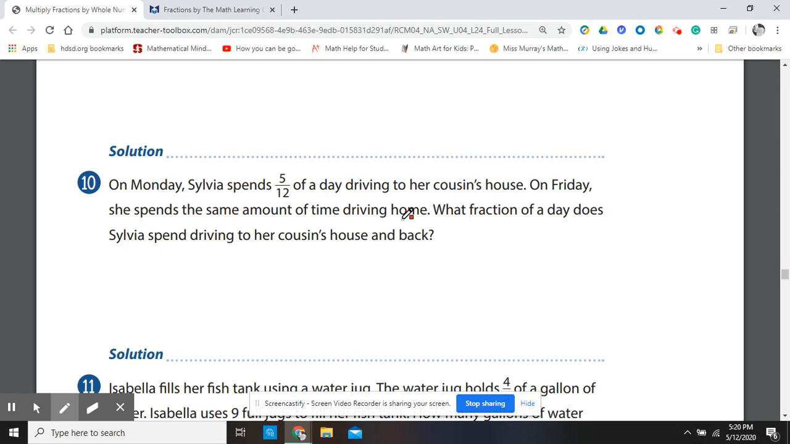I want to go over a couple problems today. First one is going to be this one right here. On Monday, Sylvania spends 5/12 of a day driving to her cousin's house. On Friday, she spends the same amount of time driving home. What fraction of a day does Sylvania spend driving to her cousin's house and back? Now, this is the most important part.